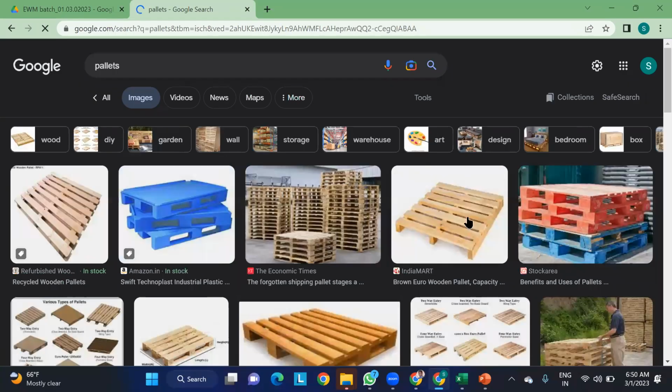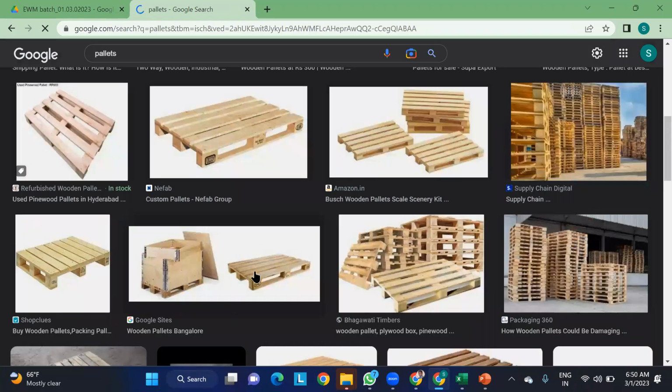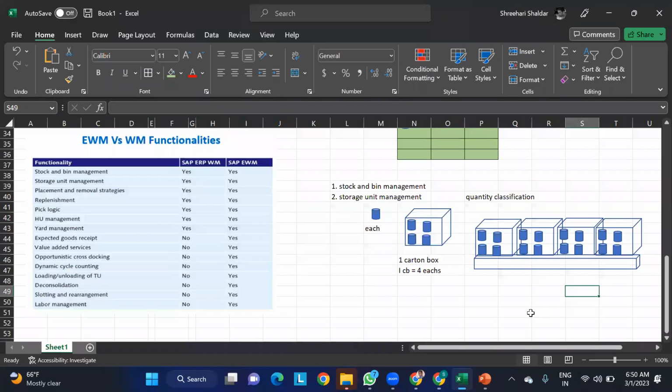On this palette, we'll be keeping n number of carton boxes. N number means however many carton boxes we are able to put, based upon the safety level, we can keep it over here on the palette. In that case, let us consider I am bringing 4 different boxes on the palette. If the palette is there, then it has to be controlled by the forklift only.